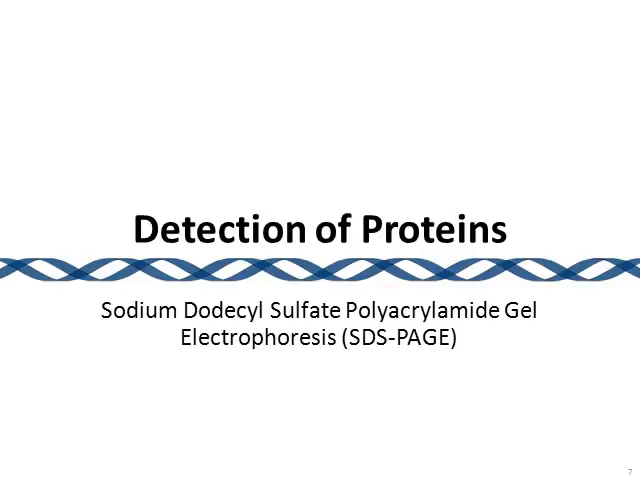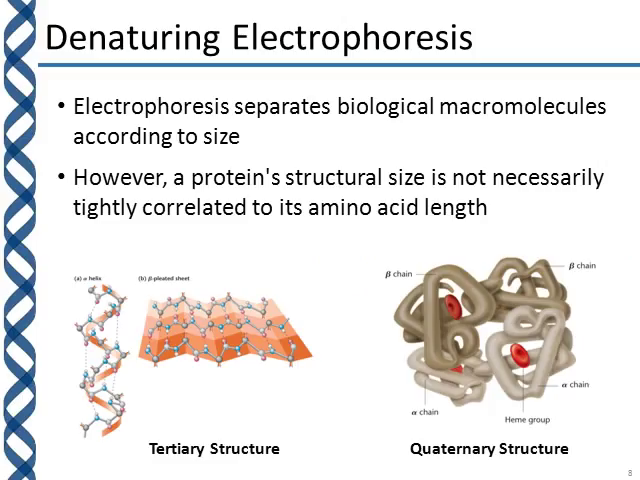So let's talk about SDS polyacrylamide electrophoresis. This is denaturing electrophoresis. Electrophoresis separates biological macromolecules according to size. However, a protein's structural size is not necessarily tightly correlated with its amino acid length. And that's because it's also defined by its secondary and tertiary structure, i.e. whether it forms alpha helices or beta pleated sheets, and its quaternary structure, how you have multiple proteins combining together and how they fold and they form globular structures.